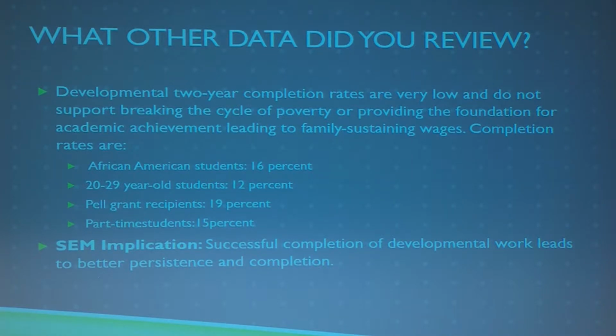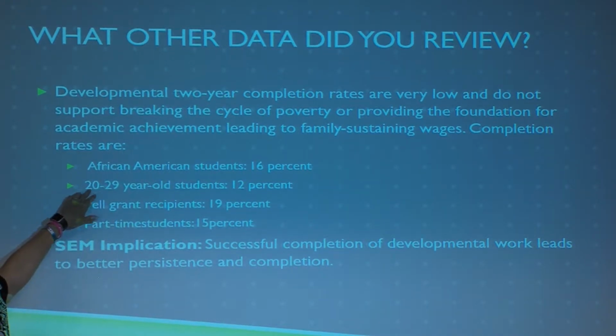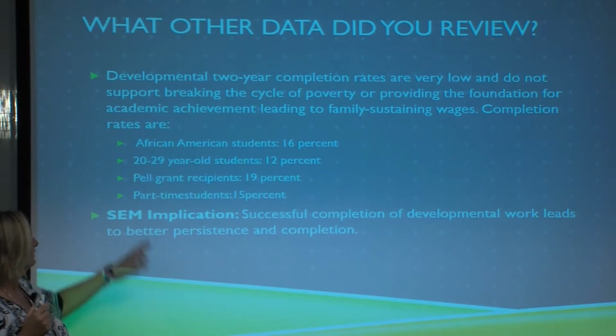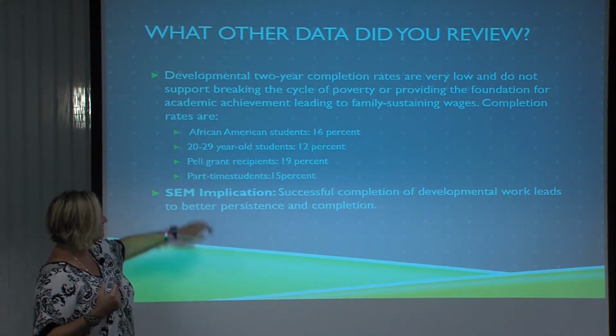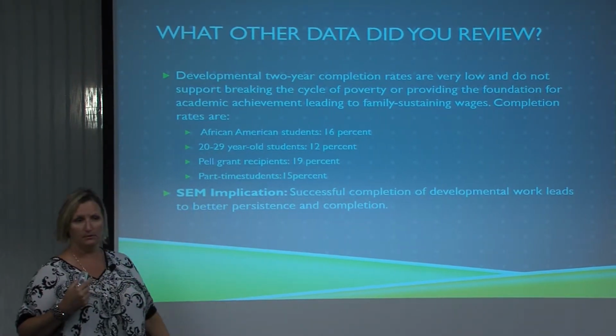Developmental, two-year completion rates are low. We know that. As a nation, we know that this is a crisis point. And because we have them take all those developmental classes, it doesn't help them to break out of that cycle, and it doesn't provide that foundation. So what we found is completion rates, African American students, we know this. We're improving, but we need to put resources here. I don't have to speak to you guys. You know that. That's where our program has been centered. 20 to 29-year-old students, 12% completion rates. Pell Grant recipients, students with the highest financial need, 19%. And part-time students, 15%.